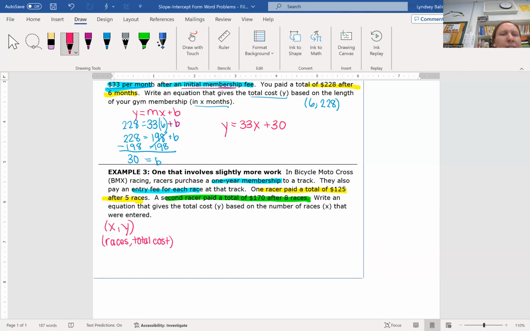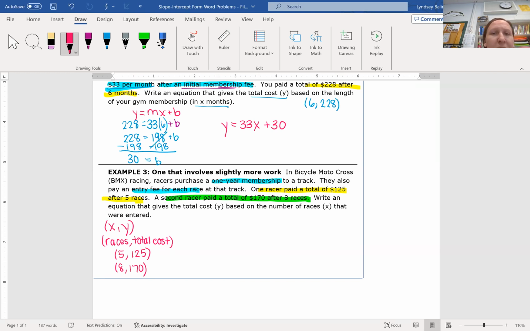Okay, and now that I wrote it like that, I can take my 2 pieces of information about my 2 racers, and I can turn those into some ordered pairs. So one racer paid a total of $125 after 5 races. That's going to be 5, 125. And the second racer paid a total of $170 after 8 races. So 8, 170. And now I have my 2 ordered pairs.